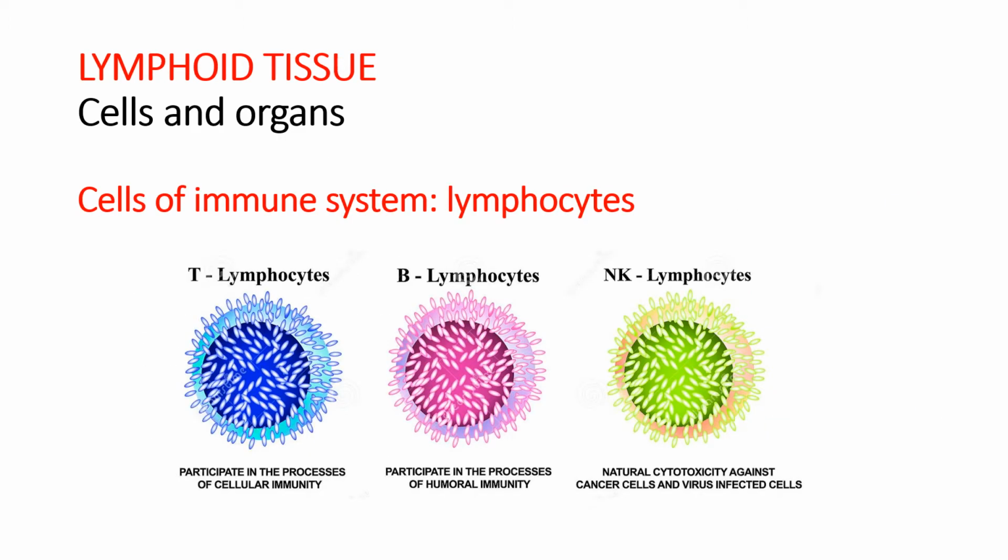The lymphoid tissue comprises cells and the lymphoid organs. Amongst the cells of the immune system, there are the T lymphocytes that participate in cellular immunity, the B lymphocytes that take part in humoral immunity, and the natural killer cells that are cytotoxic against several cancers and virus-infected cells.